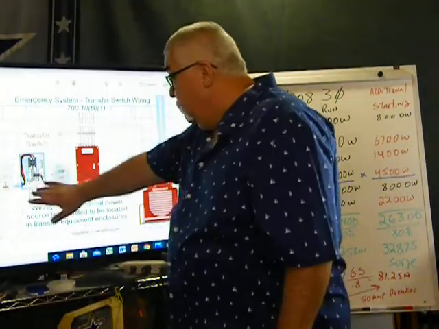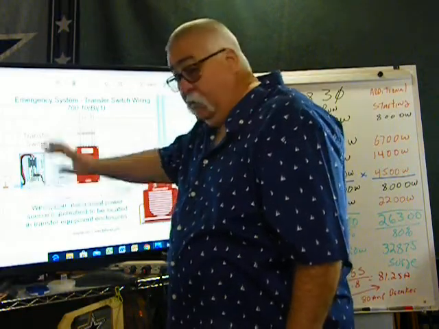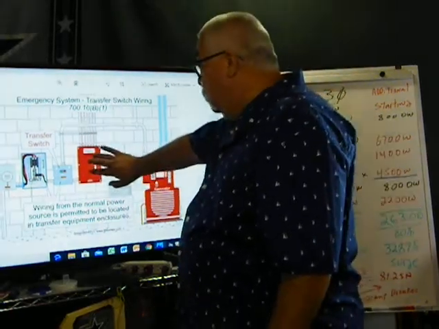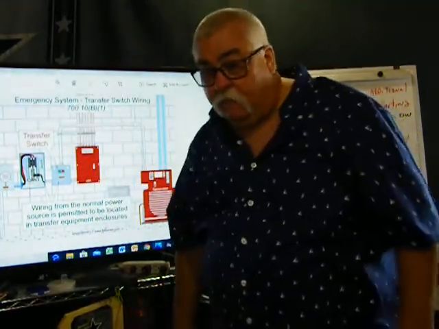So again, there may be other breakers in this panel, but power goes off. Whatever's in here is off. Whatever's in there is off. The only thing that's on is whatever's inside the emergency panel.